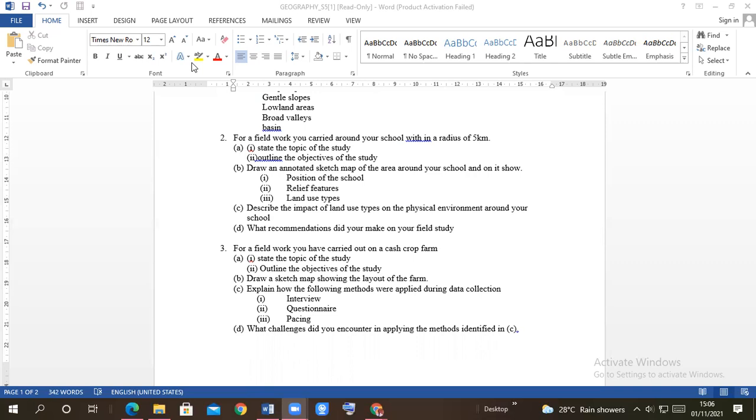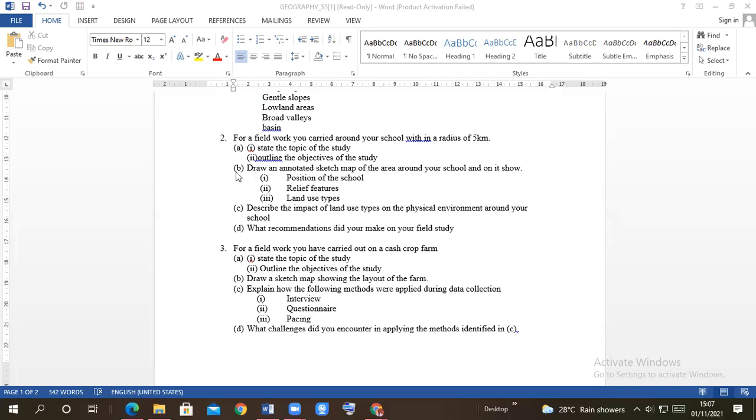Let me read for you. Teacher, it says: for a fieldwork you carried out around your school within a radius of 5 kilometers, state the topic of study. Number 2, outline objectives of study.